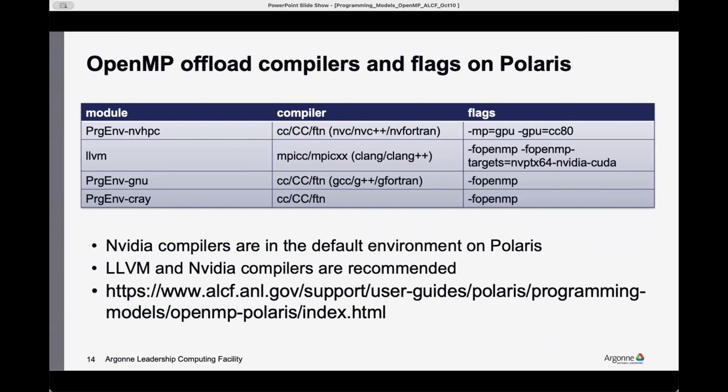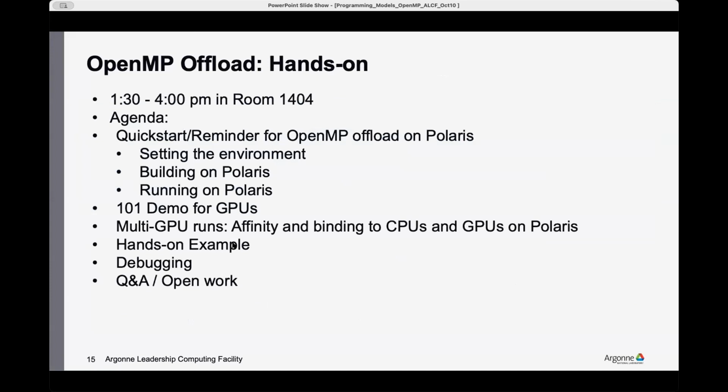And this is just a quick overview of the OpenMP offload modules on Polaris. This link here has all of this in more detail, and this will be covered in the hands-on later. But just to give a quick idea, there are 4 different modules on Polaris that you can use that have OpenMP offload supported. The NVIDIA one, PrgEnv-nvhpc, is the default, and then LLVM and the NVIDIA compilers are recommended. And then just a quick plug for the hands-on, that's later today, and Halo will be running that mostly.